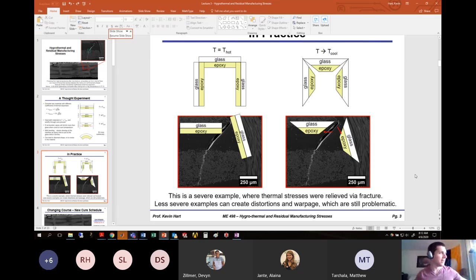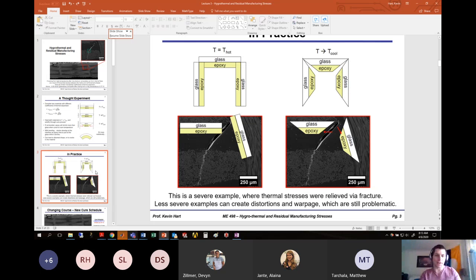So if you're anticipating a certain geometry for your piece that needs to fit in a certain slot, or two ends of the piece need to be bolted together, it could be pretty problematic if you have all this warpage going on or shrinkage that you don't anticipate. Okay, so that's mostly what we're going to talk about.